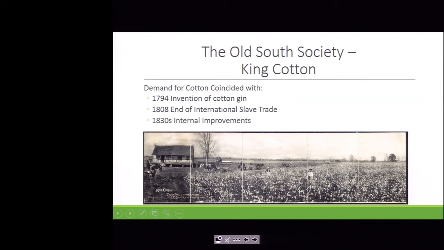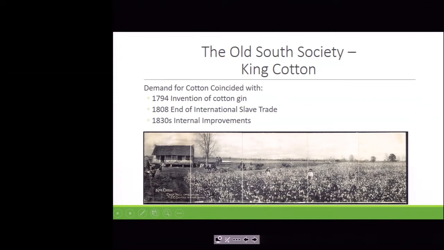1808, the end of the international slave trade. We talked about this one before too, how there's no more African slaves coming in to the country from Africa, but there's a lot of movement of slaves internally. The internal slave trade explodes. So a lot more slaves being sold throughout the South.